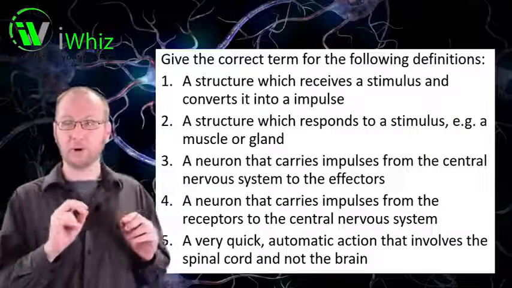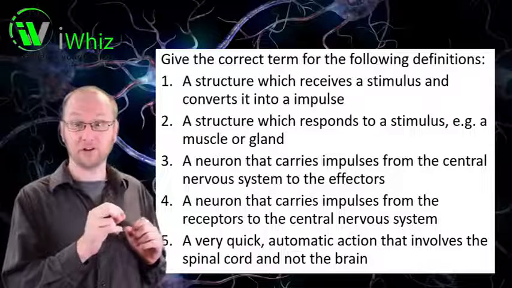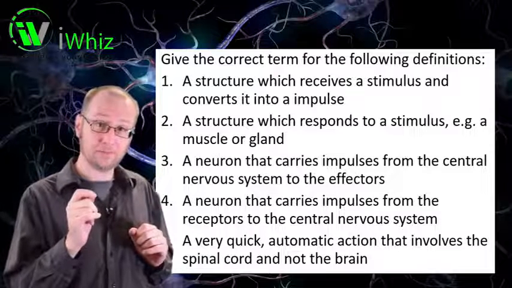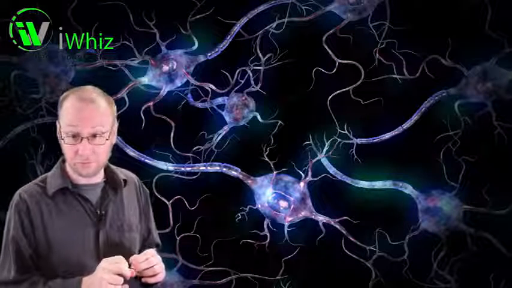Then number 4, a neuron that carries impulses from the receptors to the central nervous system. Couple of seconds. Hopefully you said the afferent neuron.